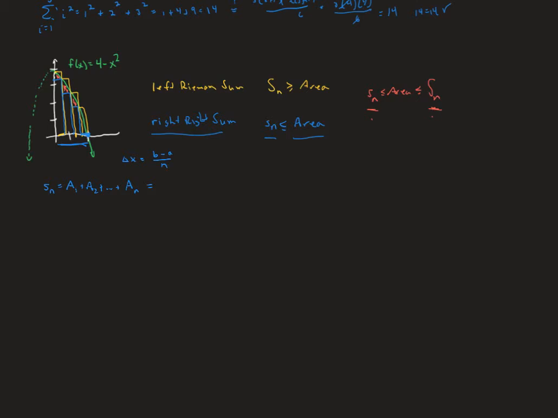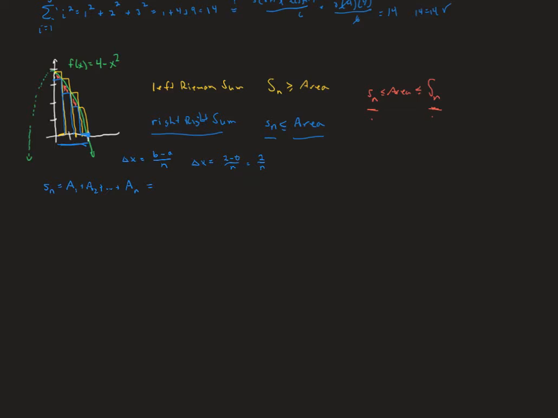In our case, that delta x is going to be, since we're going from 0 to 2, 2 minus 0 over n, or 2 over n. So those are going to be the rectangle widths.